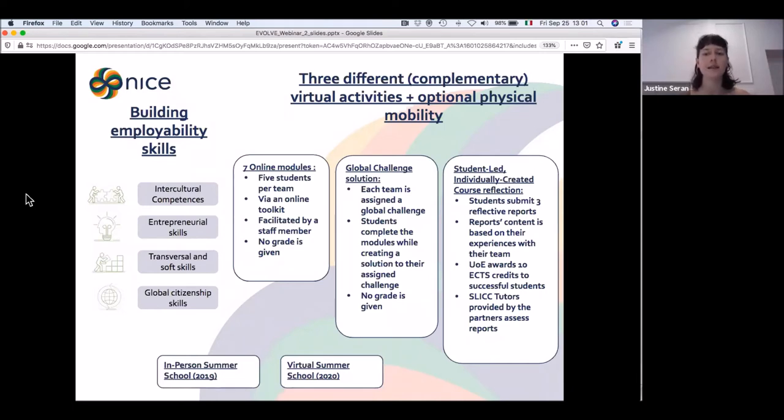So it is designed as a blended learning project, but it also worked this year as a fully online project, a full virtual exchange project. And you can see in the box on the right, someone asked the question earlier in the session.